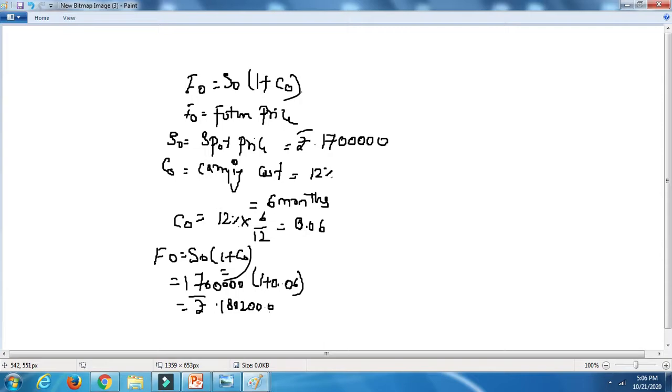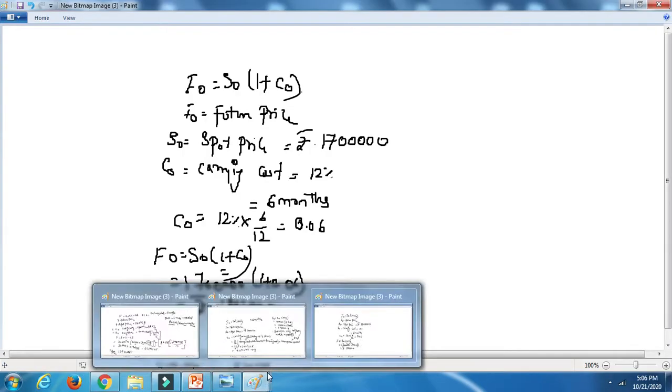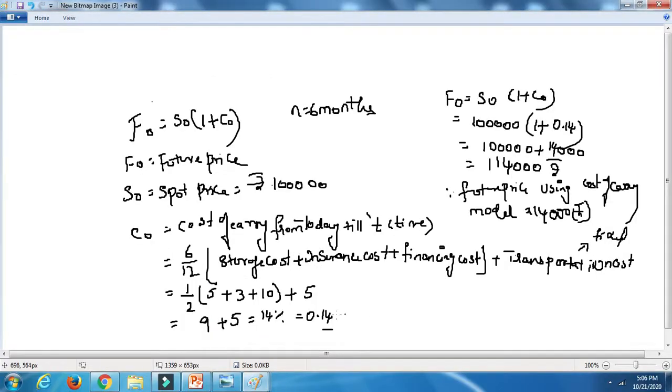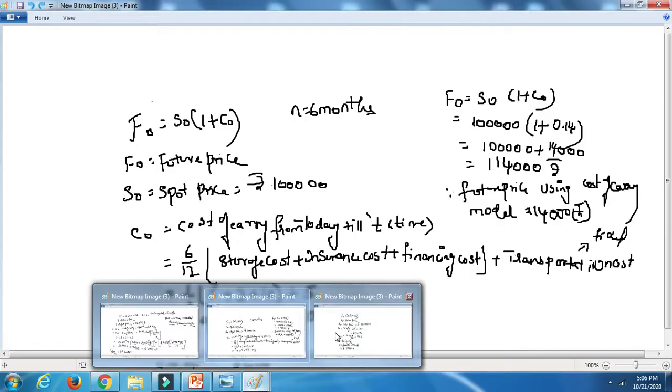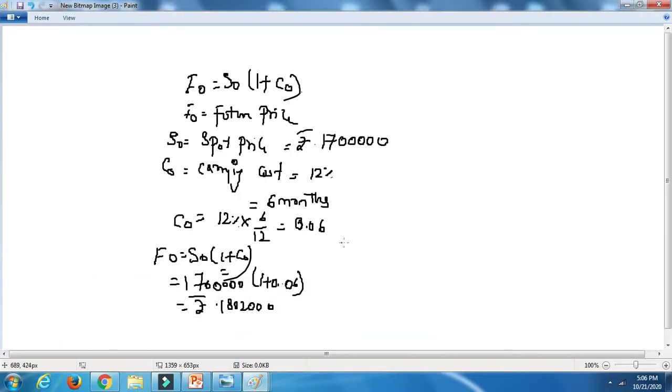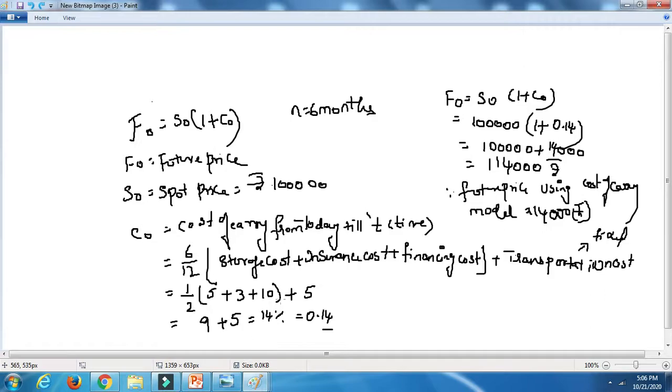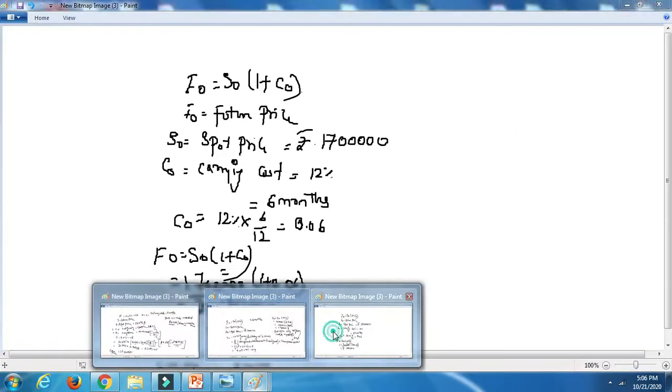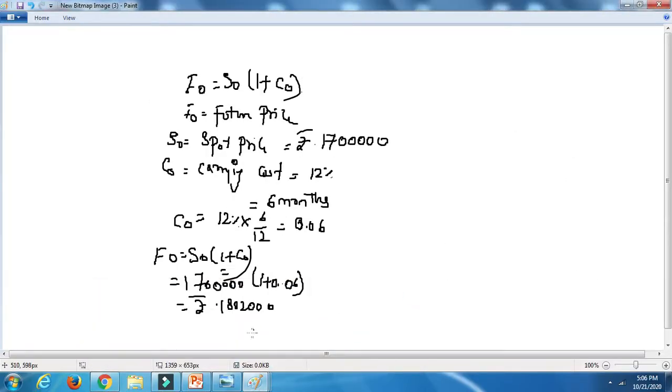Why have we done this? Because whenever he gives the carry cost, see, in the earlier problem also we have done, I'll just show you. Cost of carry, you have taken all the expenses into R by 12, isn't it? So here different expenses he has not given you, only one expenditure he has given you as such. Carrying cost is 12%, so you need to do 12% divided by 12 as such. So here also, what we got there we have multiplied here. So future price we got is rupees 18 lakhs 2,000.